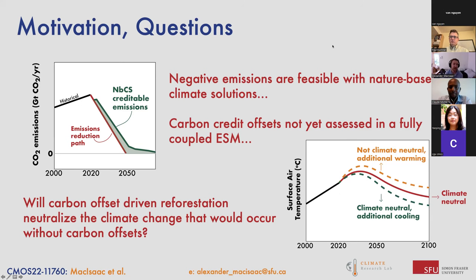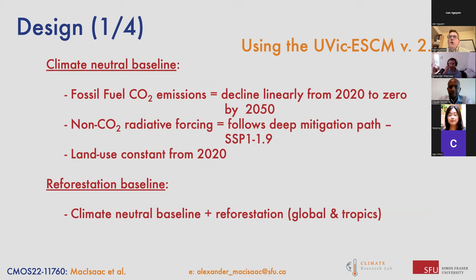So to look at this, we ran an experiment design using the University of Victoria Earth System Climate Model, the same climate model that Chloe Michelle was just talking about. It's a fully coupled Earth system model. First we define our climate neutral baseline, where fossil fuel emissions reach zero by 2050 after having declined linearly from their 2020 values, and then they're held at zero thereafter. We allowed non-CO2 radiative forcing also to decline quite steeply following a deep mitigation path, SSP1-1.9 in our case. And also in the climate neutral baseline, something that's quite key for our results is that there were no new land use changes from 2020 onwards, so no new changes in agricultural area.